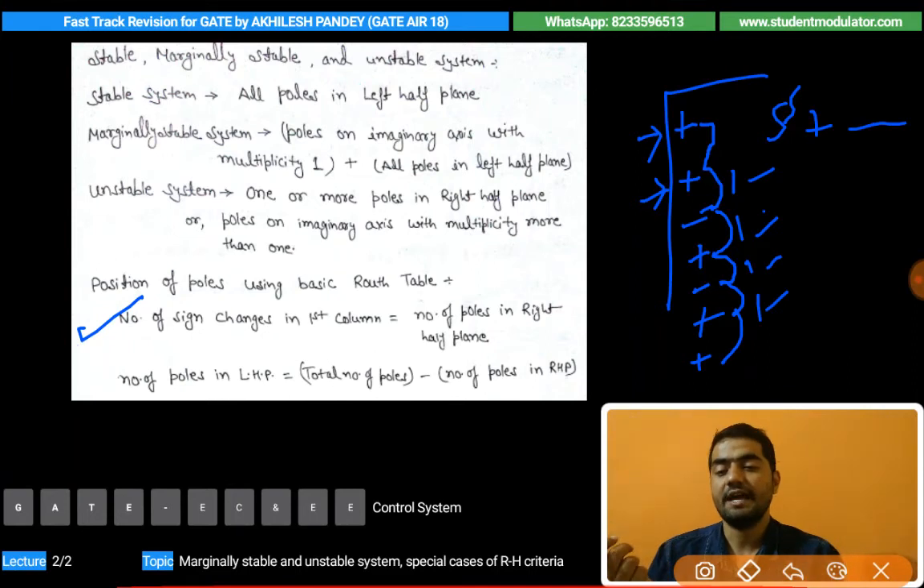So the same formula I have written here: the number of poles in the left half plane is equal to the total number of poles, which is decided by the order of the characteristic equation, minus the number of poles in the right half plane. This way we determine the total number of poles in the right half plane and in the left half plane using the basic Routh table that we studied in the previous lecture. Let's check some questions related to this concept.